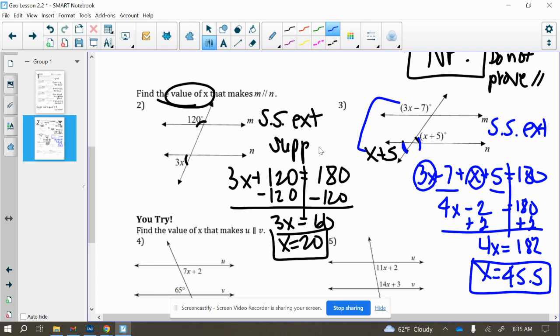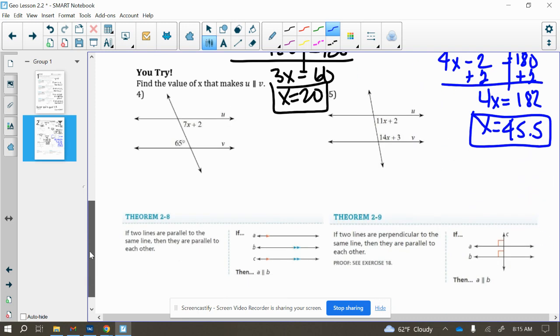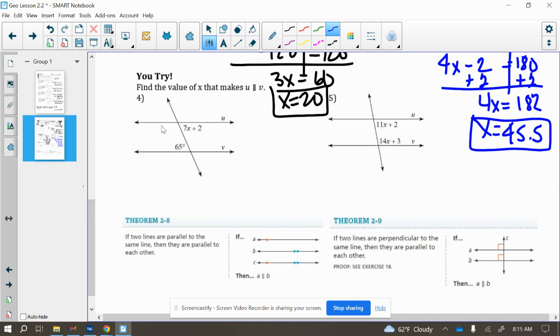All right, try the next two on your own. You're using these alternate interior angles to help prove the lines parallel, and then the same side interior.